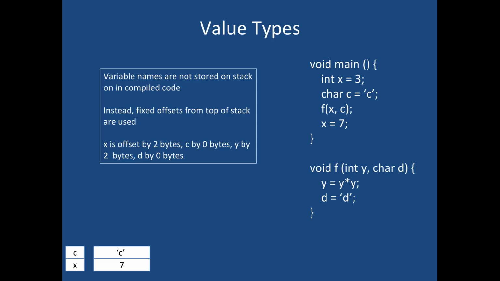And so in the compiled code, when the compiled code needs to look up X, it doesn't go look for X and then come over here. It takes whatever memory address is the top of the stack, which is stored somewhere, and adds 2 to it to get the address of the variable. So what you find in compiled code are the offsets, not the variable names.